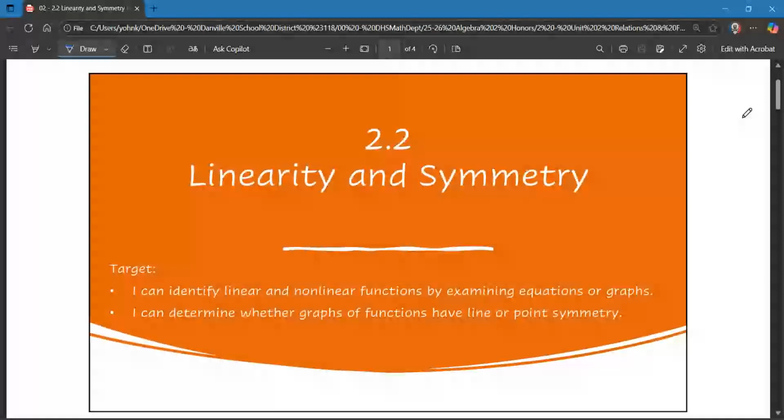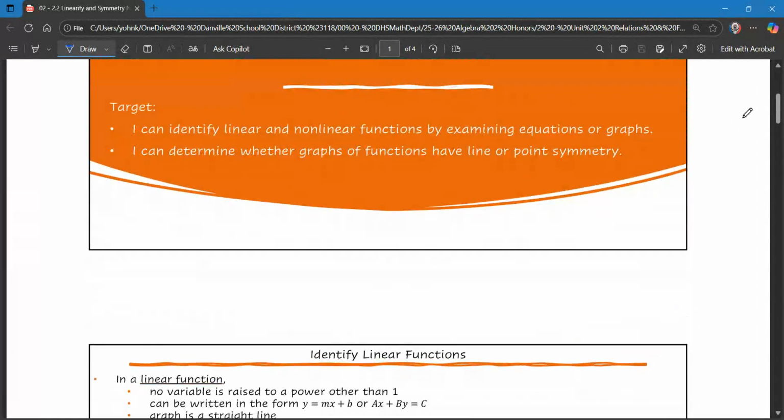Hey kids, welcome to section 2.2, linearity and symmetry. Today you're going to learn how to identify linear and nonlinear functions by examining equations or graphs, and also how to determine whether graphs of functions have line or point symmetry.